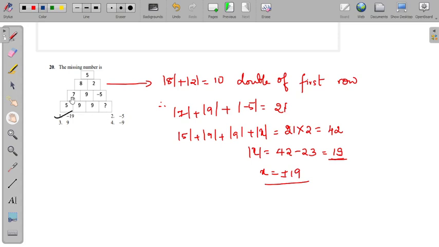Get the absolute value of the third row. Mod 7 plus mod 9 plus mod minus 5 gives you 21. Double of 21 is 42, so the sum of all these should be 42. I am taking the last unknown value as mod x. Mod x comes out to be 42 minus 23, that is 19. So x can be either plus 19 or minus 19, but the option given is minus 19, so the answer would be minus 19.